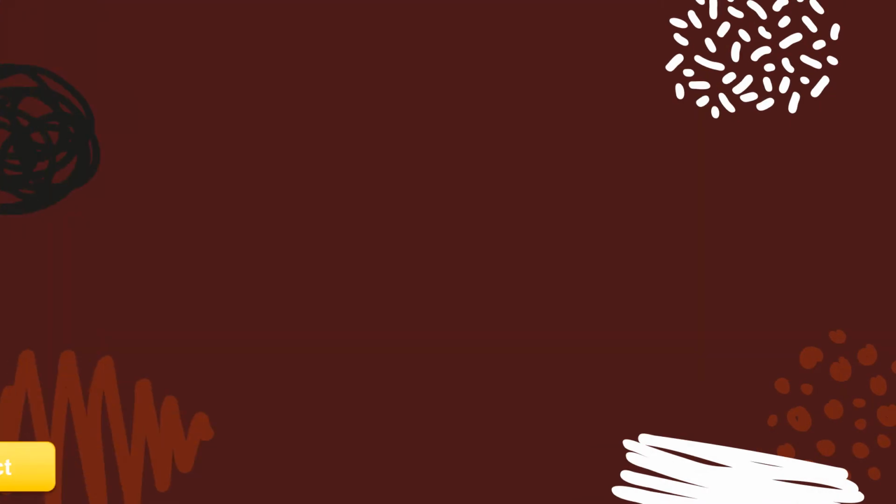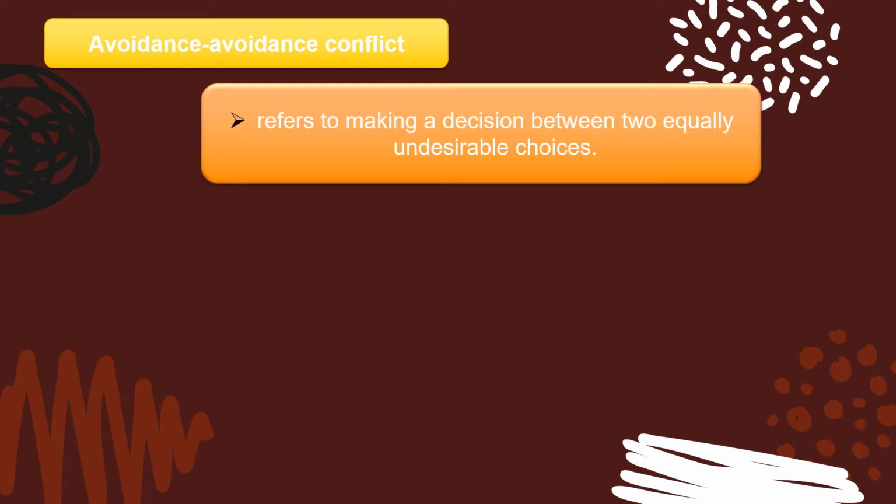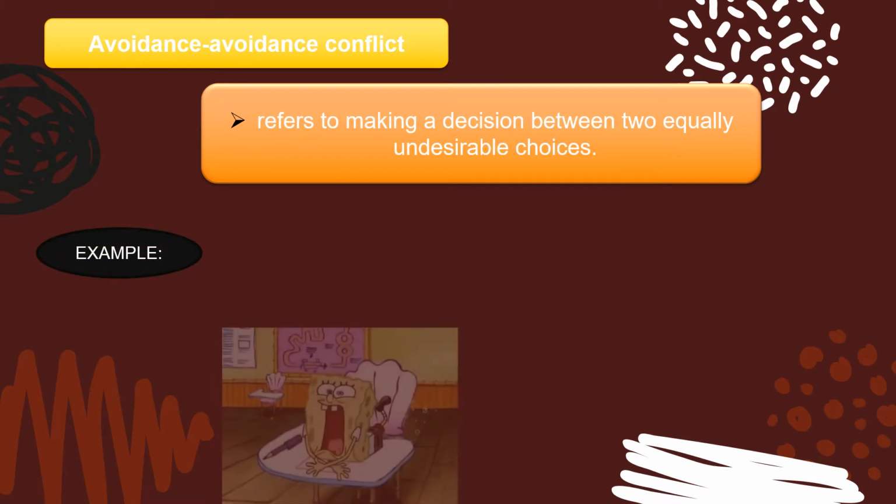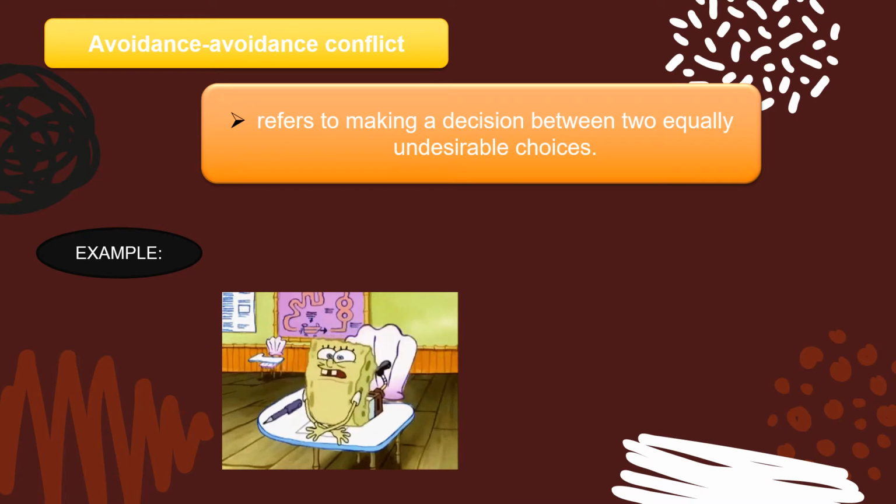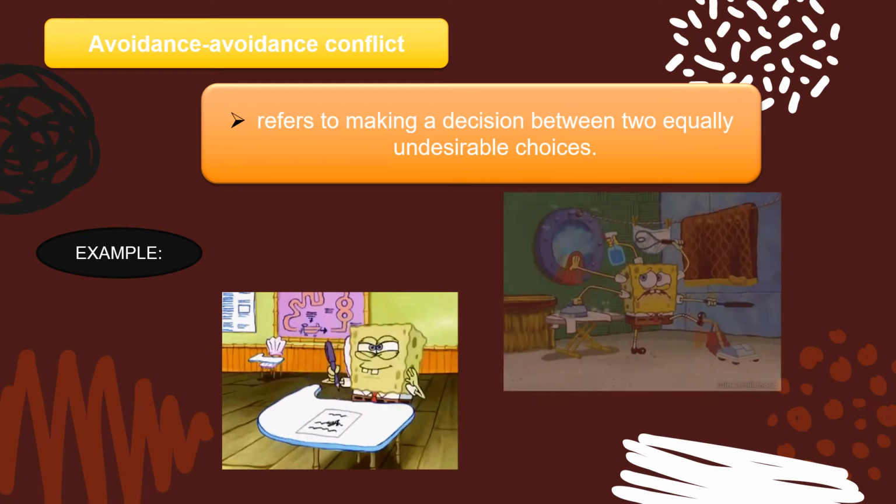Next is avoidance conflict. It refers to making a decision between two equally undesirable choices. A simple example of this could be making a decision between doing a homework assignment or doing housework.